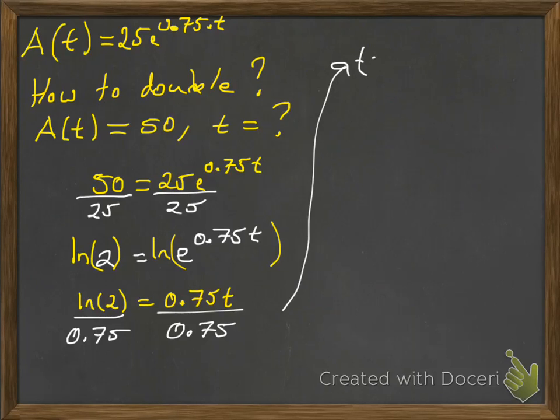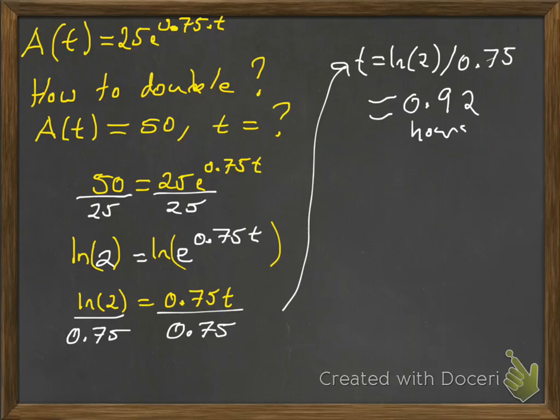And our time is approximately 0.92, and that's in hours. If I wanted to get an idea of minutes, I'd multiply it by 60, and that's about 55 minutes. So it takes that bacteria about 55 minutes to double.